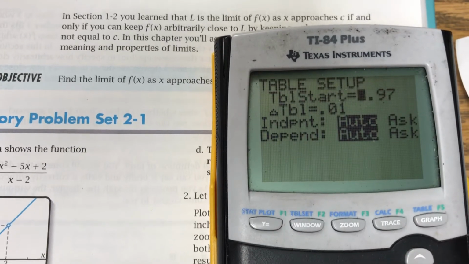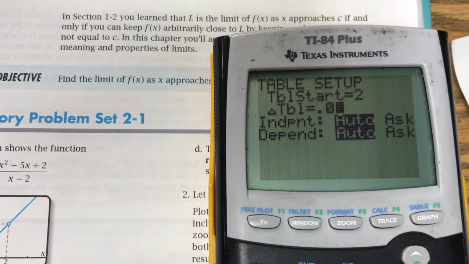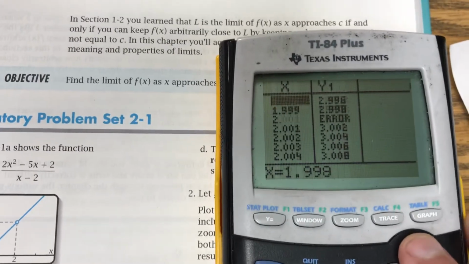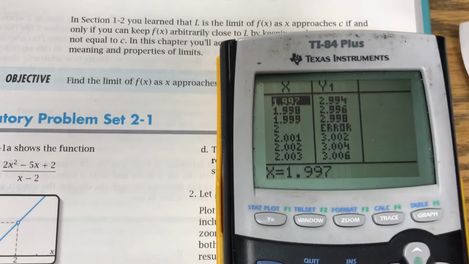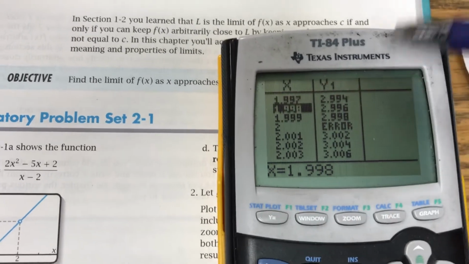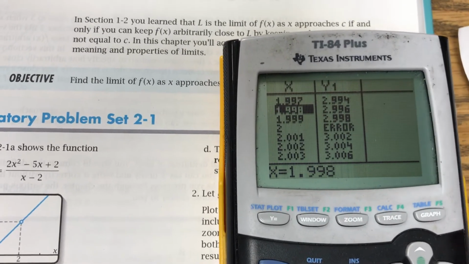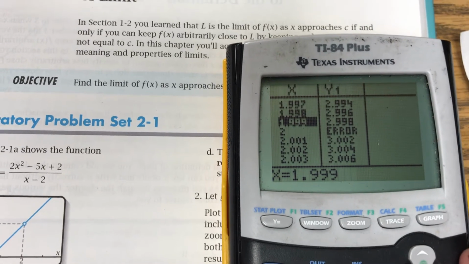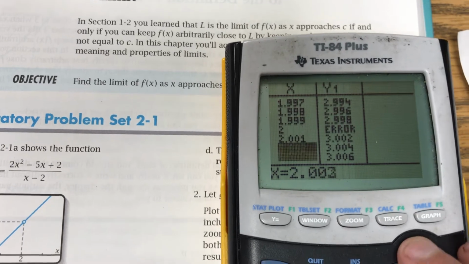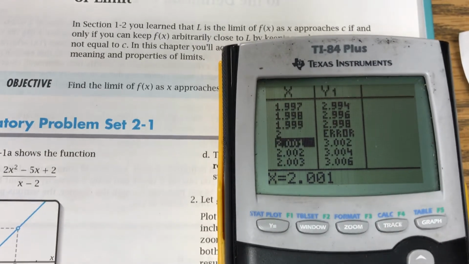Okay, and I can go in here and I can even make my steps smaller than that. And look how close these values are going to get to 3. As we're coming in, approaching an x value of 2, look at these y values. We're getting very, very close to 3, coming from x values that are less than 2. And also as we come in from x values that are greater than 2, okay?